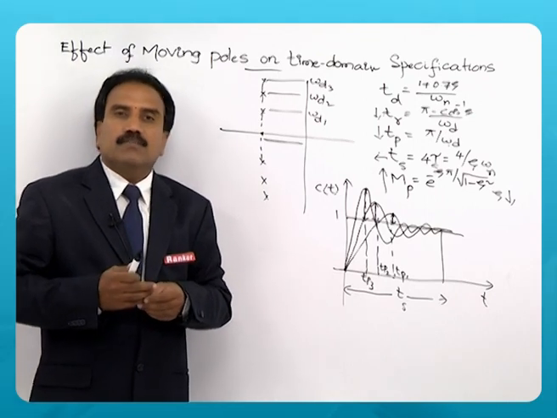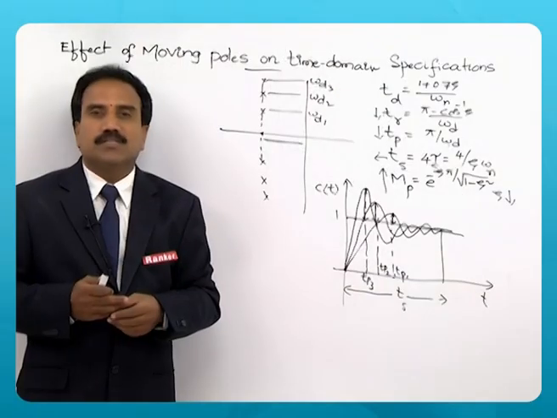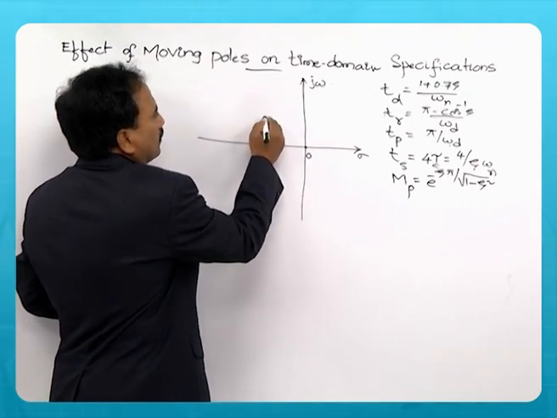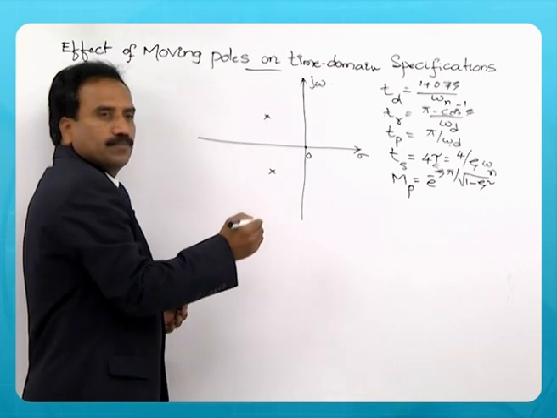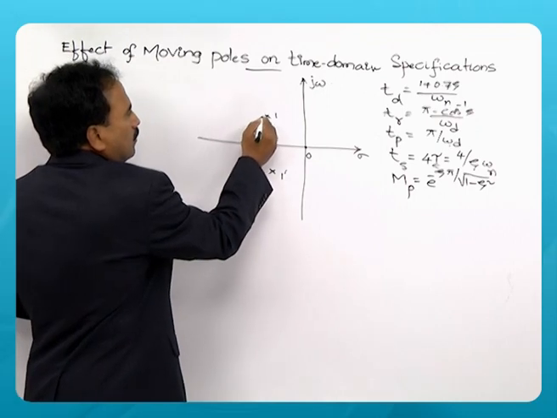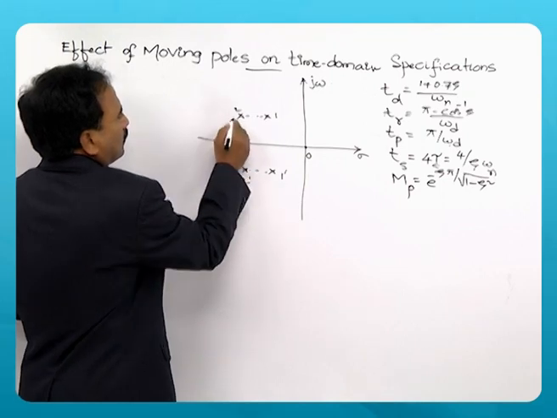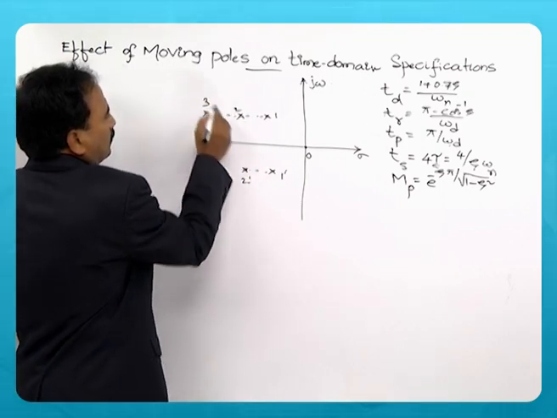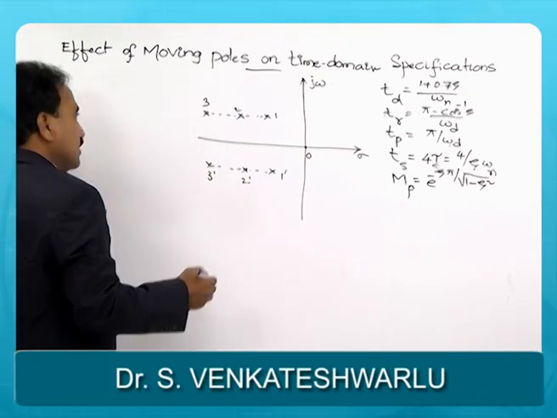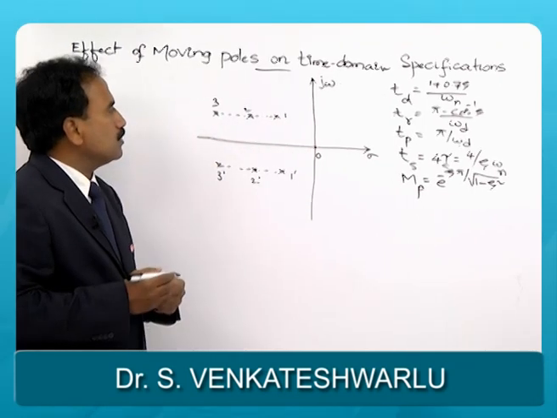Now let us discuss when the poles move horizontally, what will be the effect on these time domain specifications. Now let us see that this is the origin. Originally the poles are here, 1 dash. Now let us say that these poles are moving horizontally to the new positions, 2 dash, 3 dash. Now let us see the effect of moving the poles horizontally on these time domain specifications.